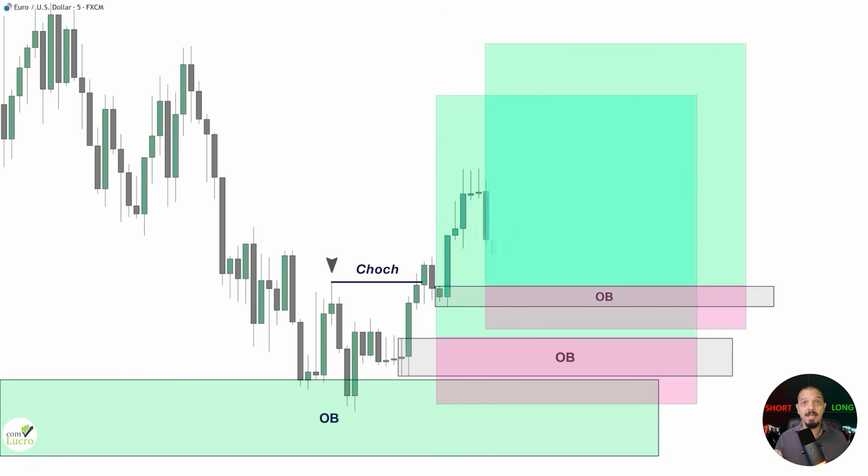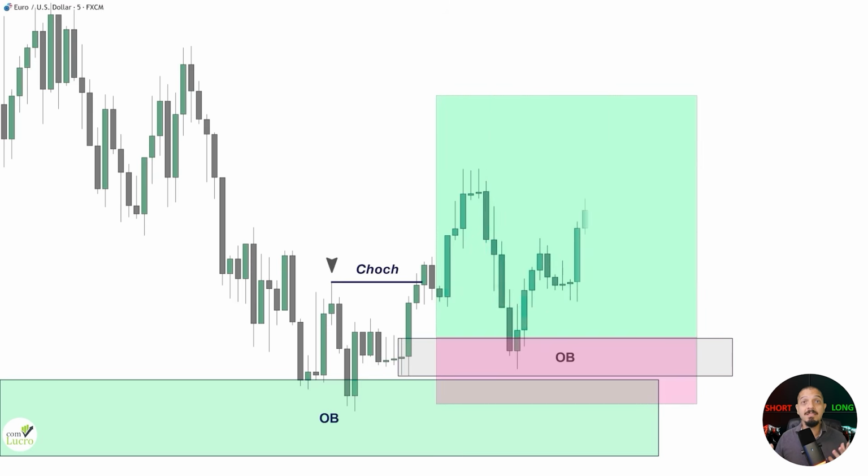Now, let's see what happens next. The price hits the stop loss of the second trade, but keeps moving higher, triggering the first one. A bit later, another order block appears. Once again, without closing the first trade, we take a new long position at this fresh order block zone. We continue repeating this process until the market reaches our target.